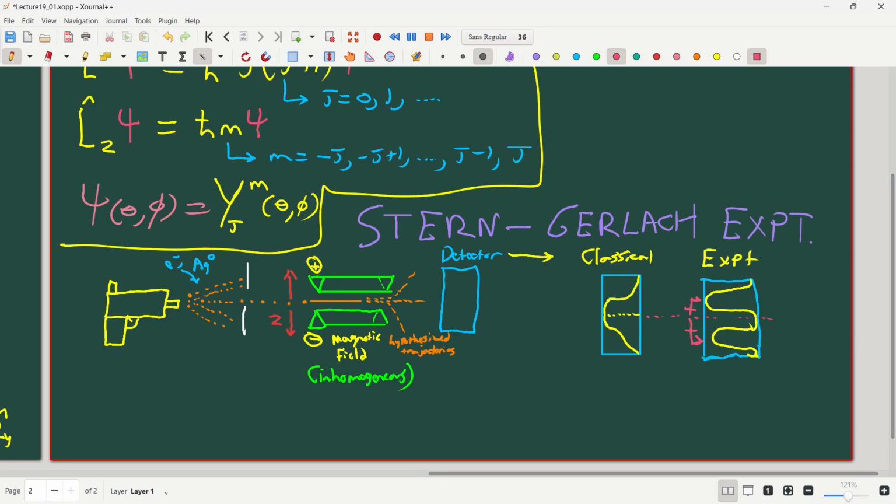Okay, so what that means is that on average, the electrons don't get deflected into the middle. They on average get deflected by the same amount up or the same amount down. There are none that come through the middle. All of them are deflected up or deflected down by roughly the same amount.